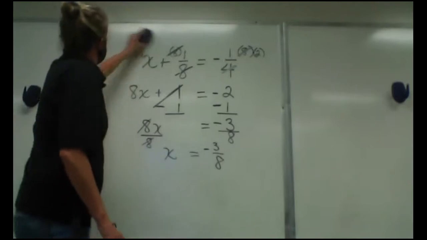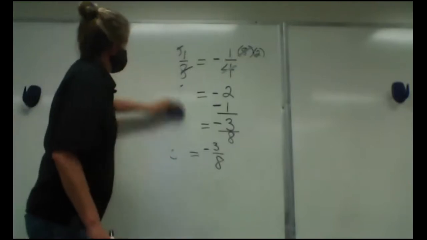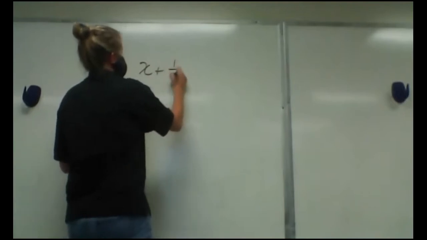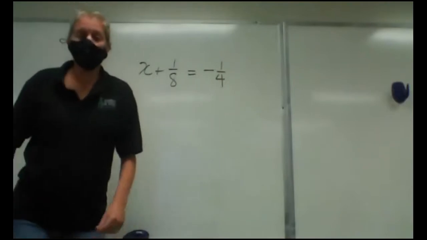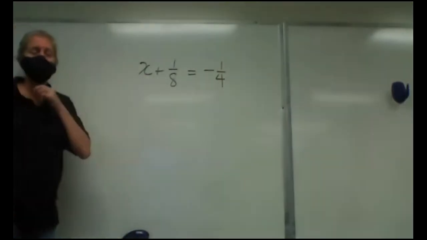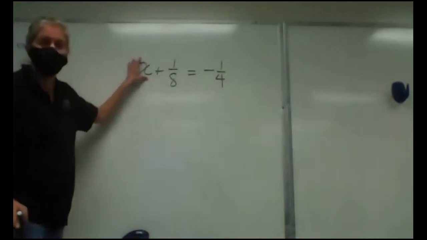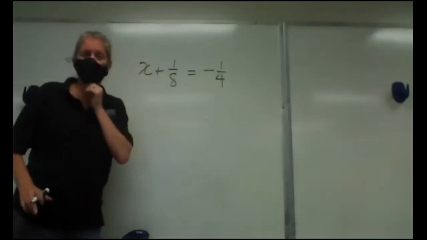Let's start from the beginning. And we're going to use that LCD method a lot later on. I'm going to rework this problem. Let's see. X plus 1/8 equals negative 1/4. So, I don't want to go through all that other stuff. Let's think about this. X wants to be alone, right? This is the same exact problem.